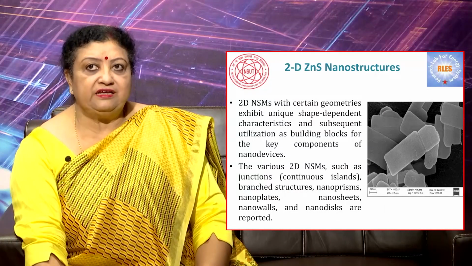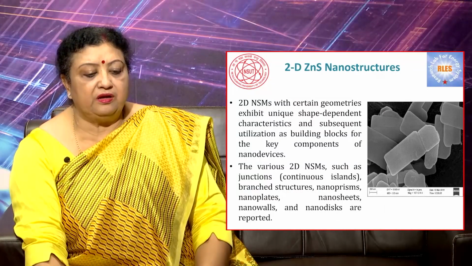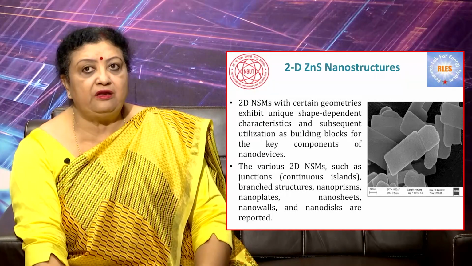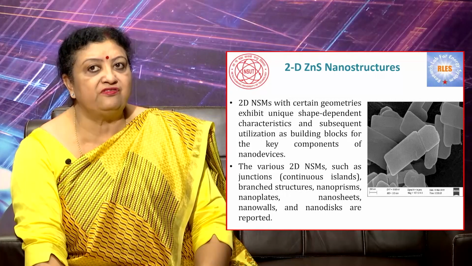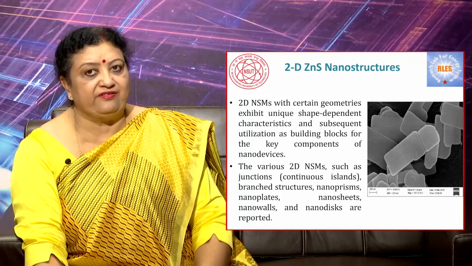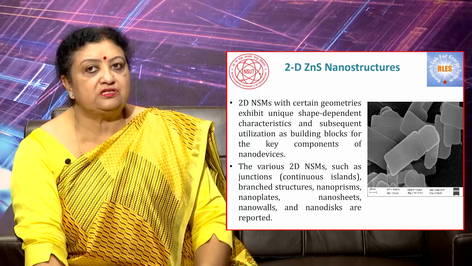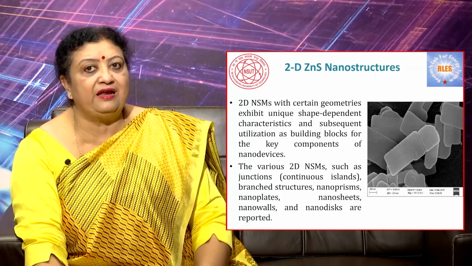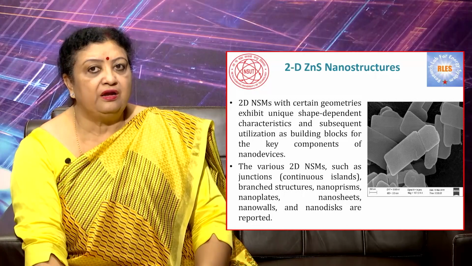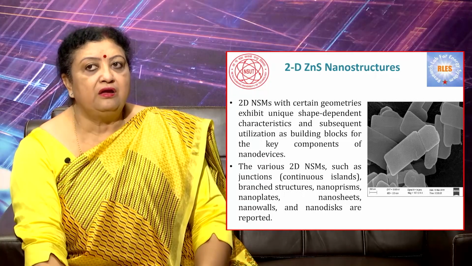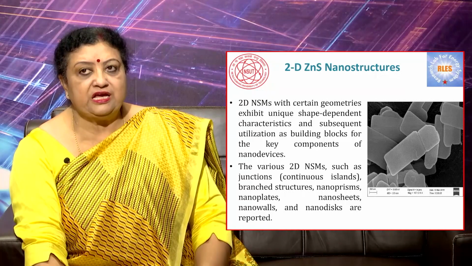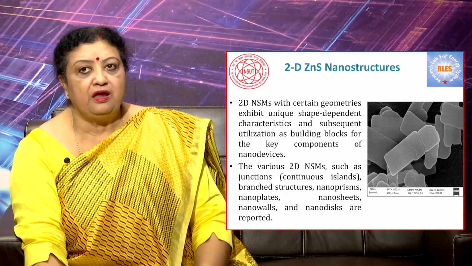The 2D ZnS nanostructures with certain geometries exhibit unique shape-dependent characteristics and subsequent utilizations as building blocks for the key components for the nano devices. The various 2D nanostructures such as junctions, continuous island, branch structures, nanoprism, nanoplates, nanosheets, nanowalls and the nanodisk are reported, and the picture which has been shown here has been developed in our lab.